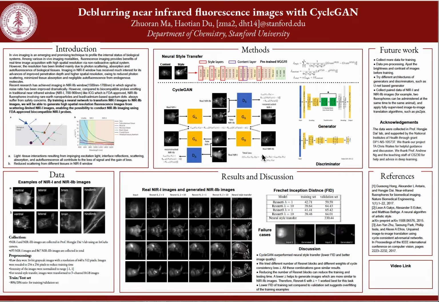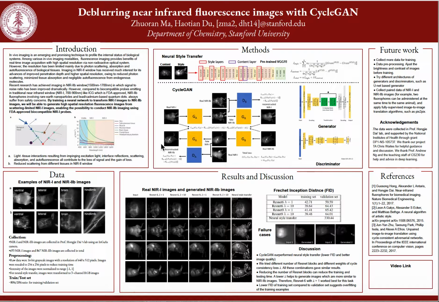Similarly, the generator GB can be used to translate an image in the NIR2B domain to an image in the NIR1 domain. And discriminator DA is here to tell whether a NIR1 image is real or fake. Similarly, we can define another adversarial loss for GB and DA. However, the adversarial losses here are not enough to guarantee the translation is meaningful.